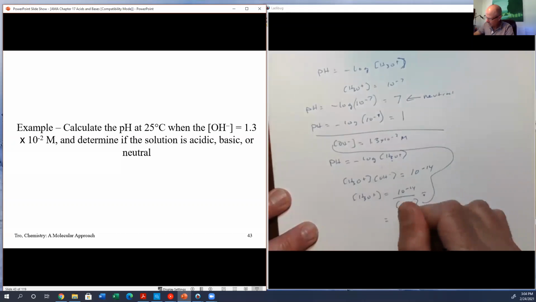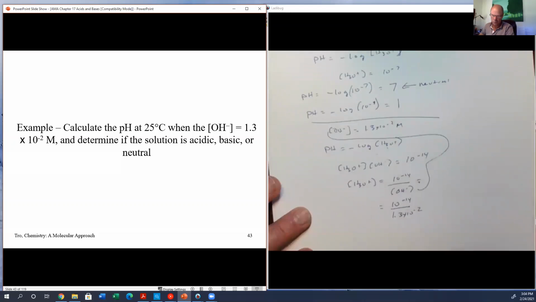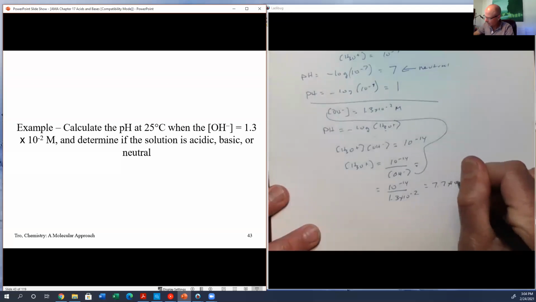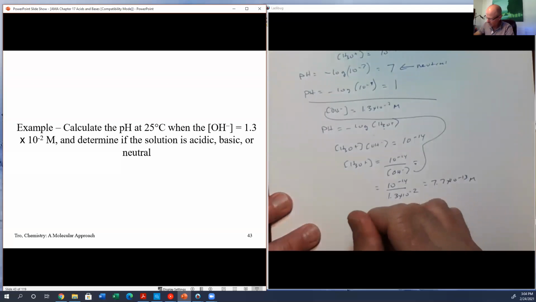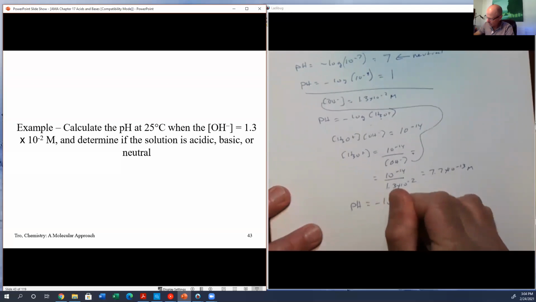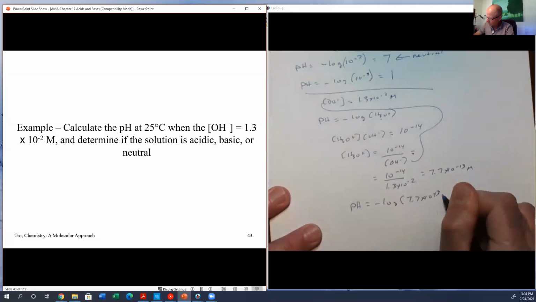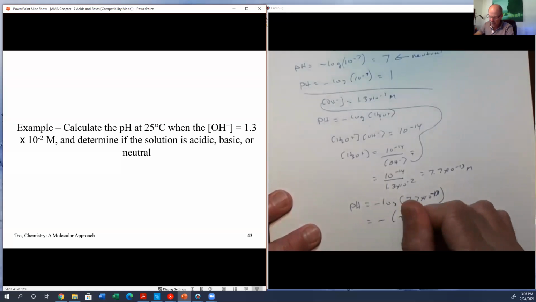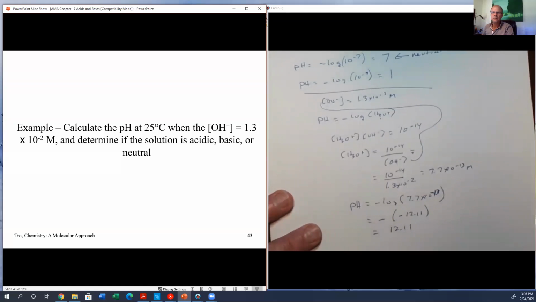So that's equal to 10 to the minus 14 divided by 1.3 times 10 to the minus 2, right? And that gives me 7.7 times 10 to the minus 13 molar. That's my H3O plus concentration. So my pH is equal to minus the log of 7.7 times 10 to the minus 13. Oops, sorry, not very clear. And that comes out to be equal to minus negative 12.11, which is equal to 12.11.